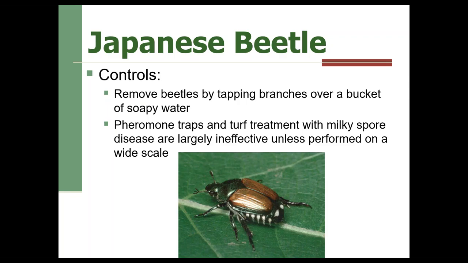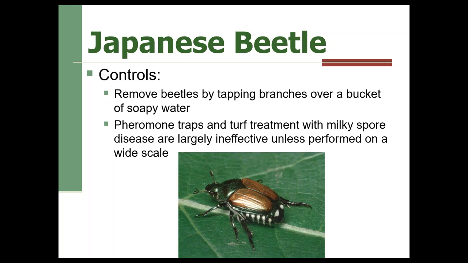Some things that you will see information about are pheromone traps for Japanese beetle and turf treatments with milky spore disease to control Japanese beetle grubs. But in these cases, from what I understand, they're largely ineffective unless you really do it on a very wide scale, perhaps like a neighborhood-wide scale, in order to really get any sort of effective control from these two methods.